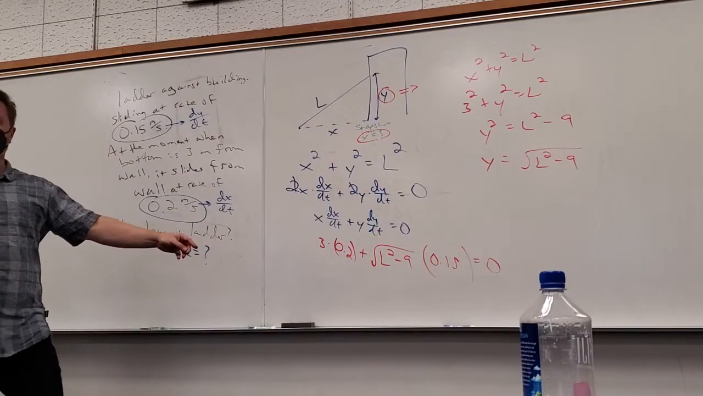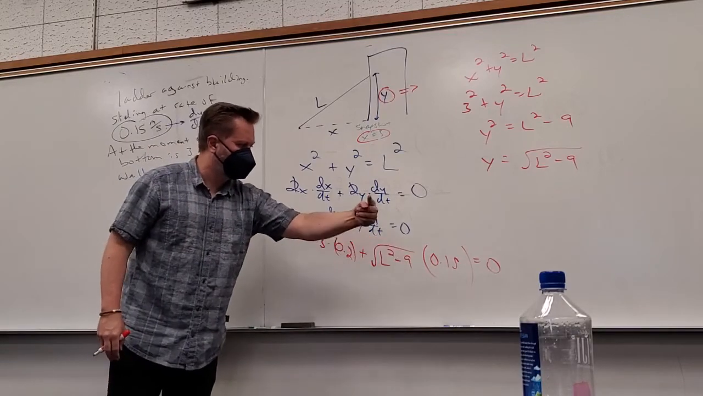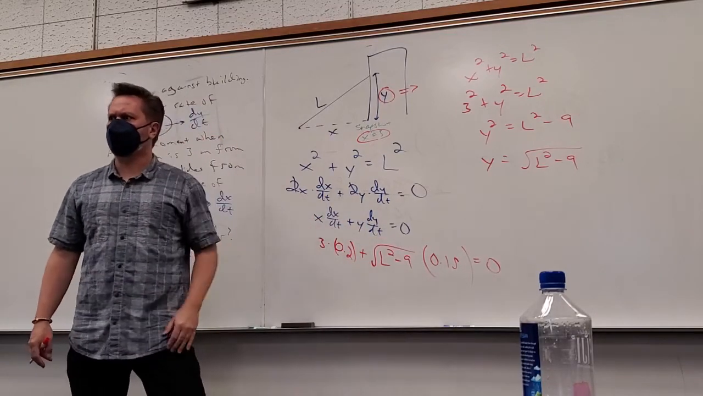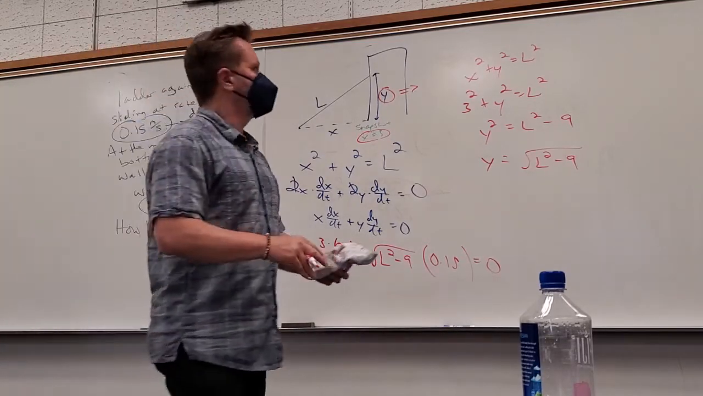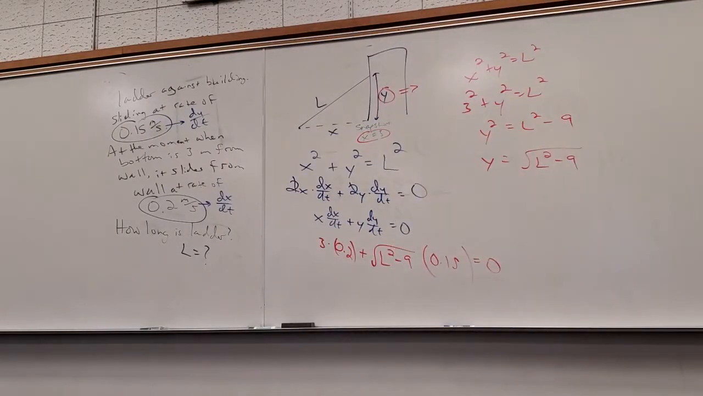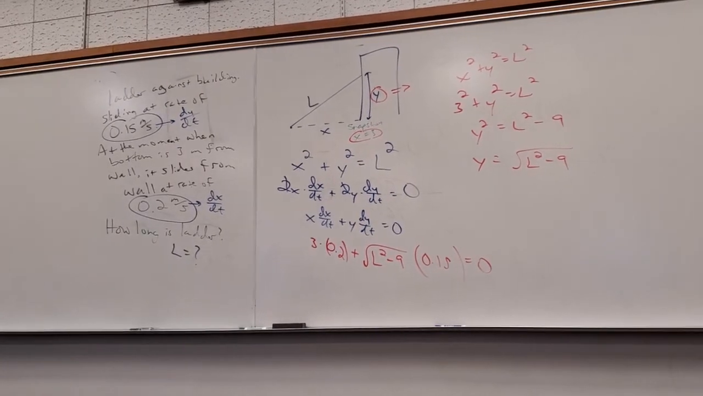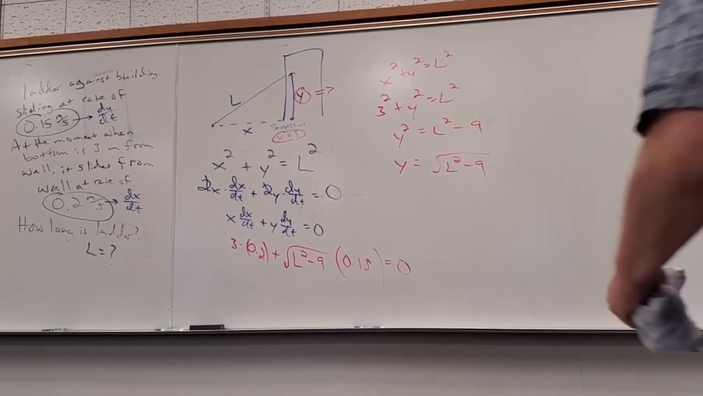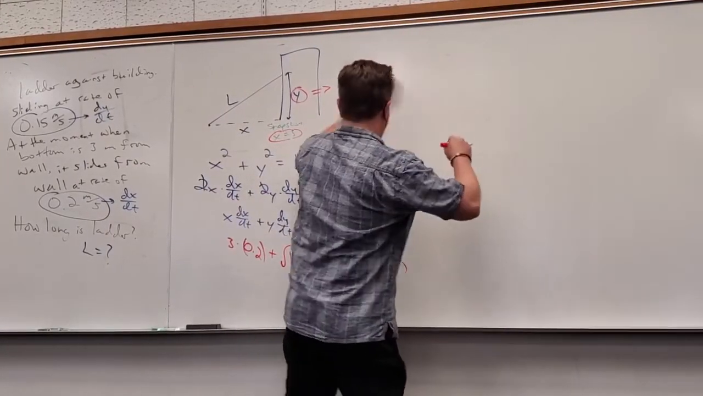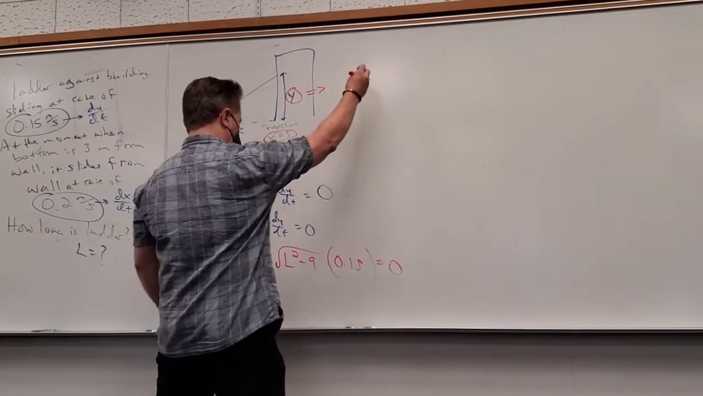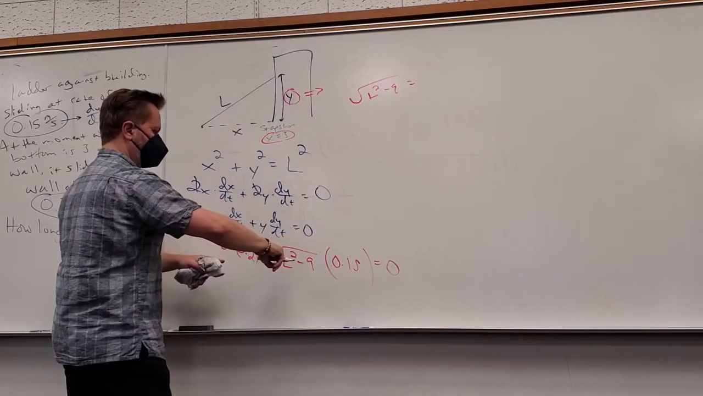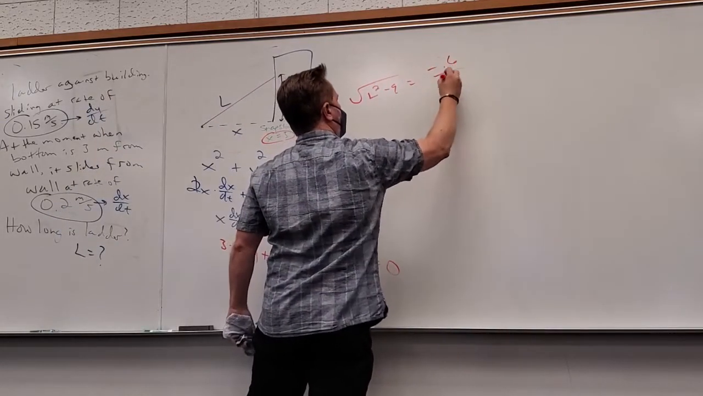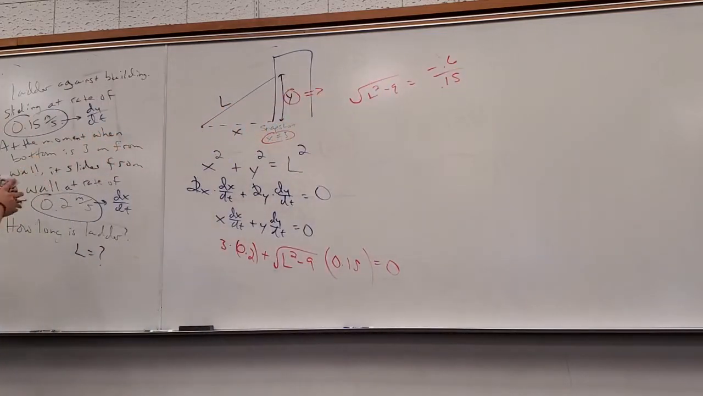I know that looks gross, but who gives a shit? Multiply, subtract, divide by 0.15, square both sides. Can't you just attack that with a bunch of algebra? This is where it gets a little boring, but oh well. So this would be 0.6, subtract that. So it'd be square root of L squared minus 9 equals negative 0.6 over 0.15. And I think I gotta be more careful.